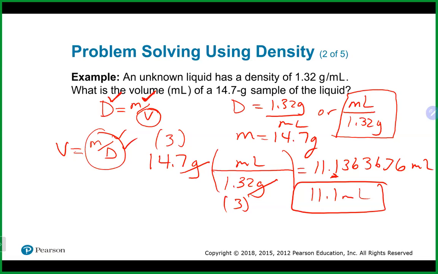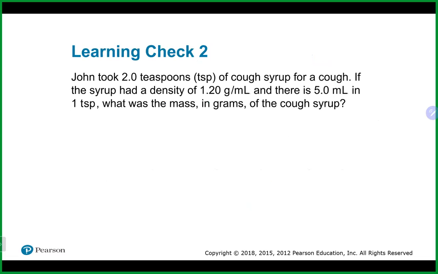Question on that one there. All right, let's do the last example to finish it up. Right, there it is. So John took 2 teaspoons of a cough syrup for a cough. If the syrup has a density of 1.20 grams per milliliter, and there are 5 milliliters in a teaspoon, how many grams of cough syrup did he take? So take a couple minutes to work on this, since we're getting to the end here.